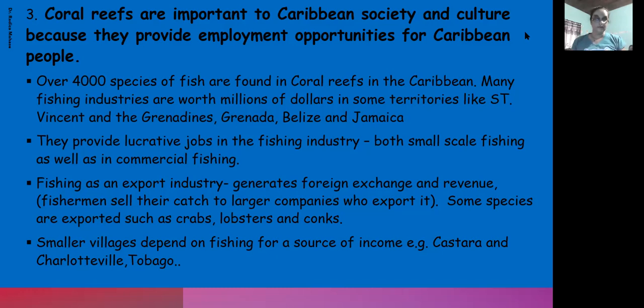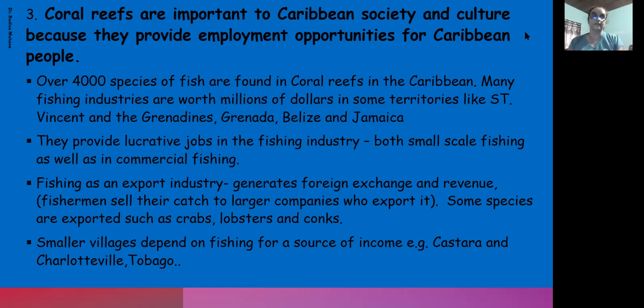So you do have employment being generated through the fishing industry. And when we're talking about the fishing industry, when you have to expand on this point, you can talk about both small scale fishing, like the prominence of these smaller fishing villages that I just mentioned, Castara and Charlotteville, or you can talk about commercial fishing, where there's fishing for export, okay? And what we find happening is a lot of the larger companies, they will purchase fish from the small fishermen and they will then export it.